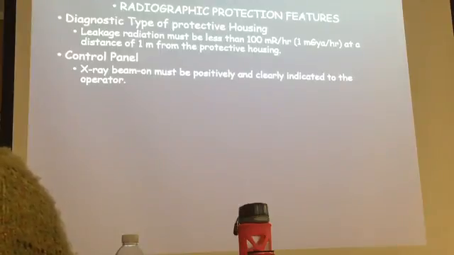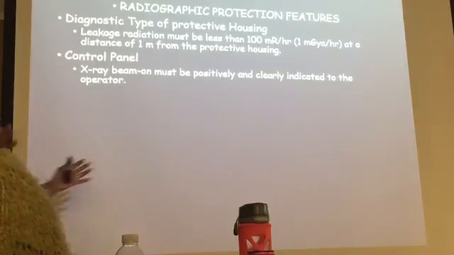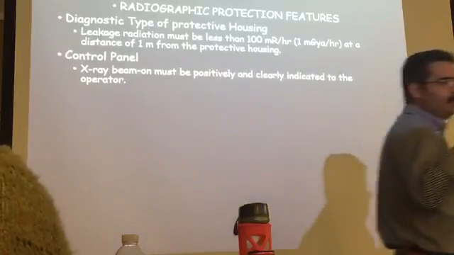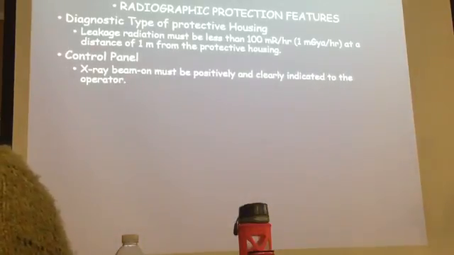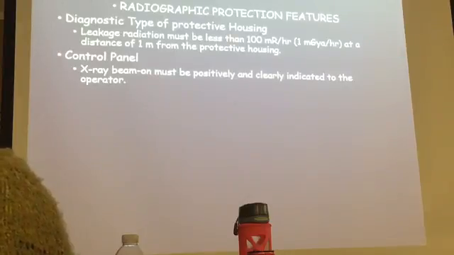Okay, the control panel. The X-ray beam on must be positively and clearly indicated to the operator. What that means is, on your control panel, when you make an exposure, when you turn on that switch, you need to know that an exposure was made. Typically, you're going to have a buzzer of some type, and you're going to have a light somewhere in the panel indicating that X-ray was created.